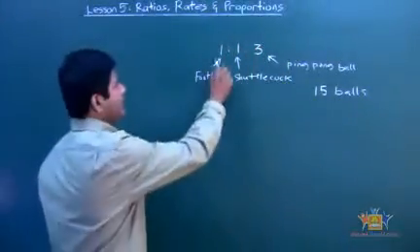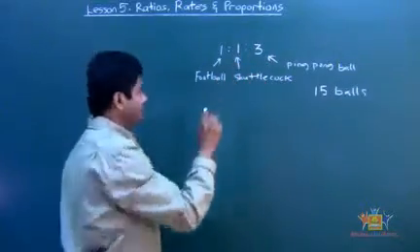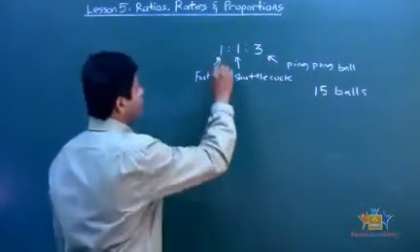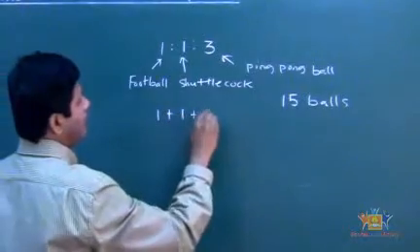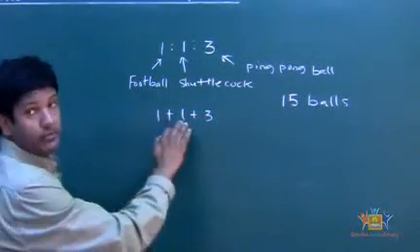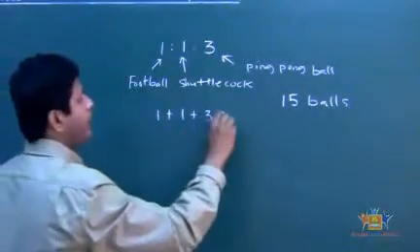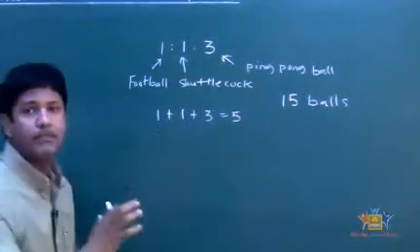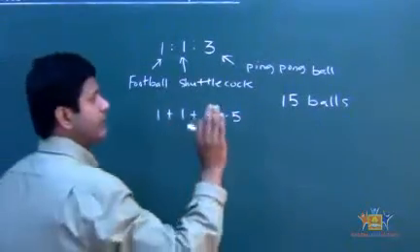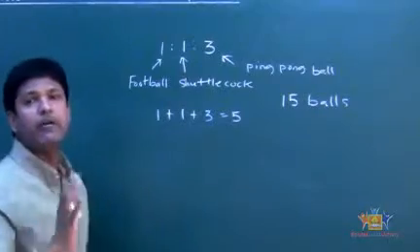Exactly. Add them. So what we do is we add all of this ratio. 1 plus 1 plus 3. 1 plus 1 is 2, 2 plus 3 is 5. Okay? So there are 5 parts, and we're going to divide that 15 into 5 parts.